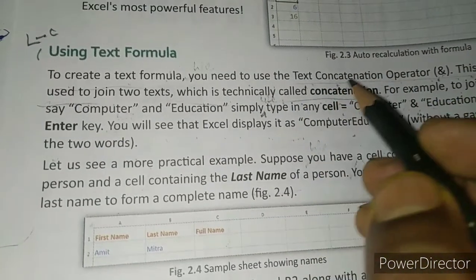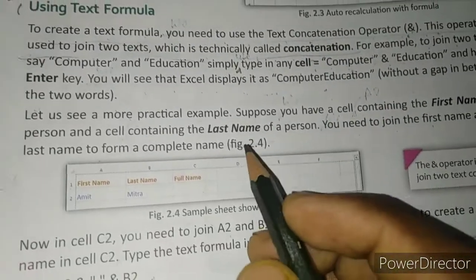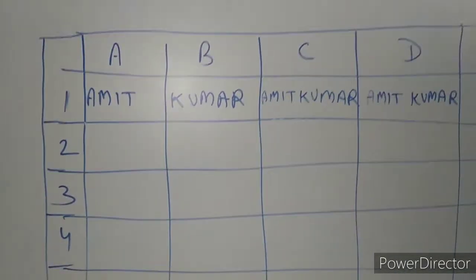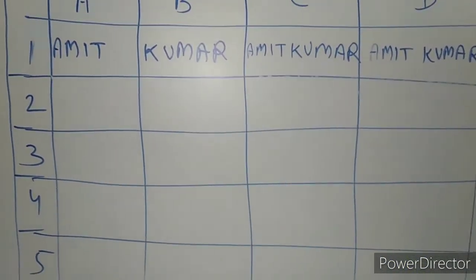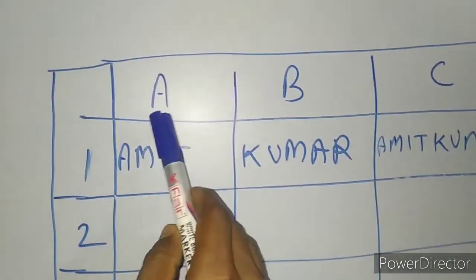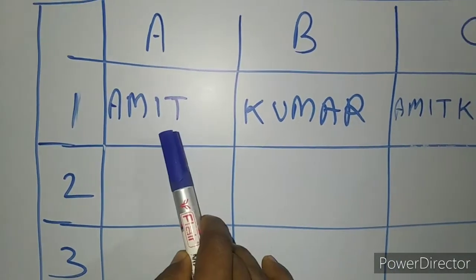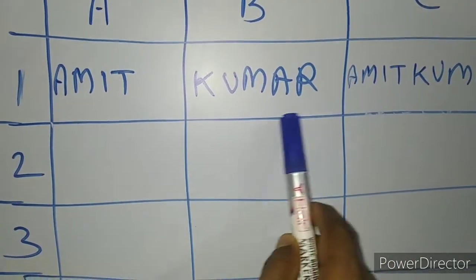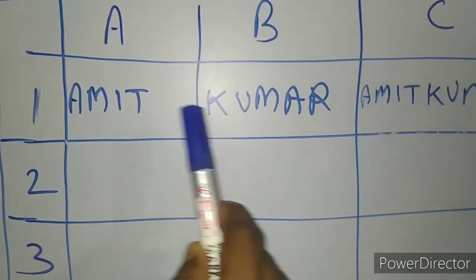This can be utilized by two methods. For example, suppose this is the Excel worksheet, and here in cell A1 Amit has been written, and in B1 Kumar is written. This is the first name, this is the last name.